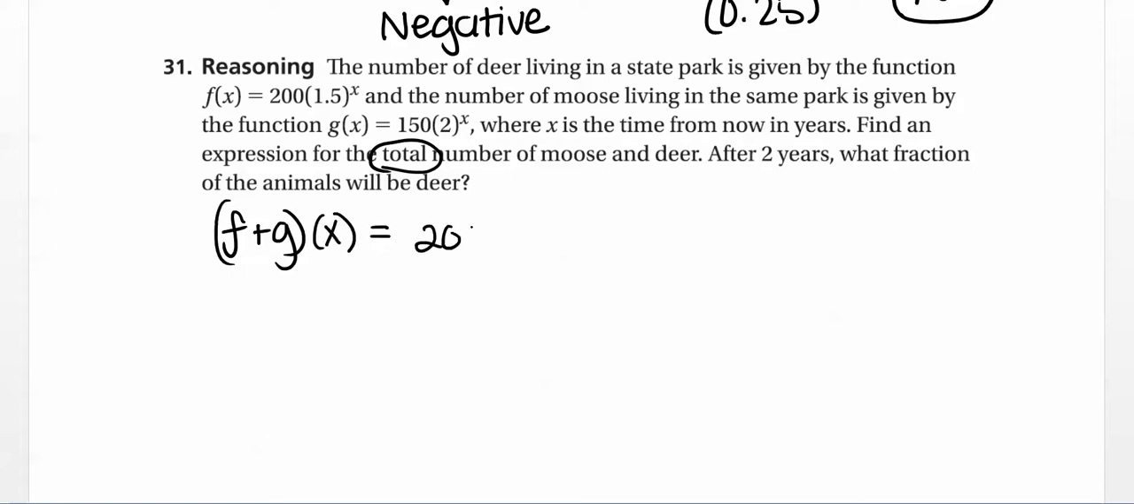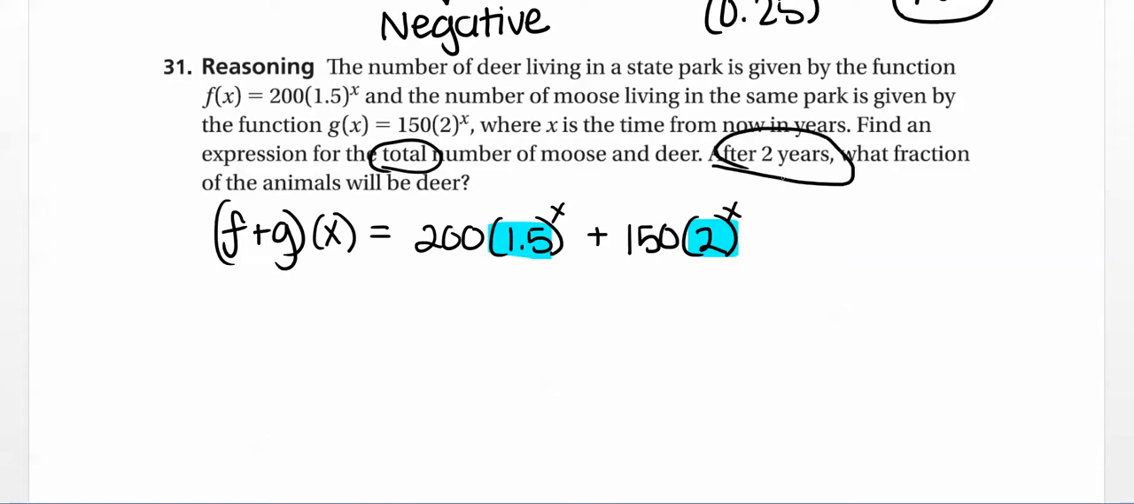So that means we're going to take 200 times 1.5 to the x and add 150 times 2 to the x. Now, these are not like terms. These are different. There's nothing I can do to add them. So I'm going to leave it like this. But then for the second part it says, after 2 years, what fraction of the animals will be deer?